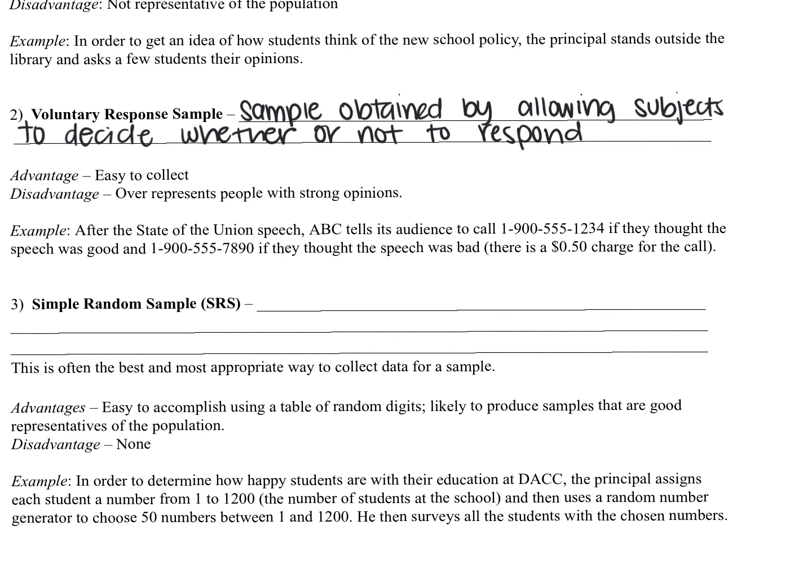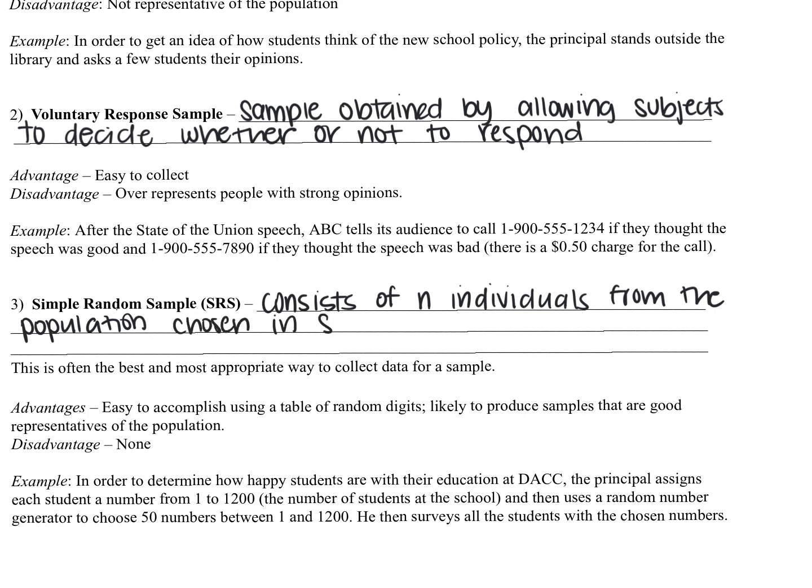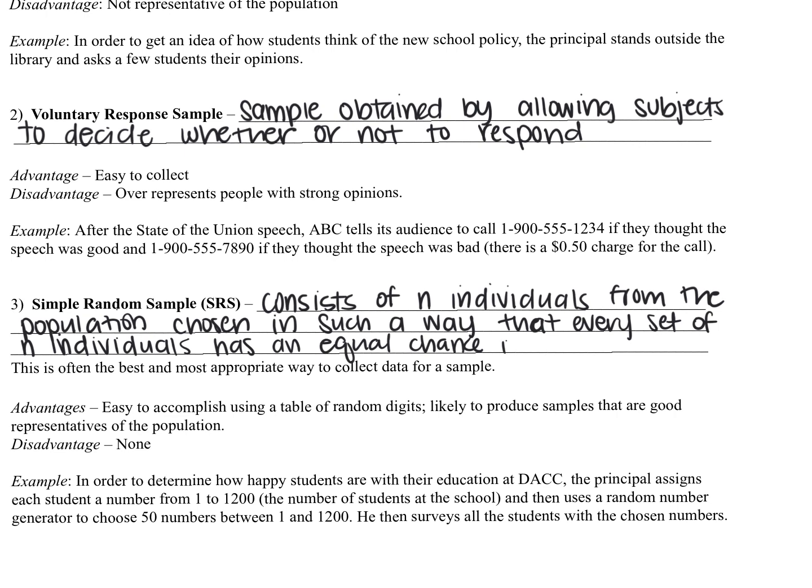So the way a simple random sample works is it consists of n individuals from the population chosen in such a way that every set of n individuals has an equal chance in the sample selected.